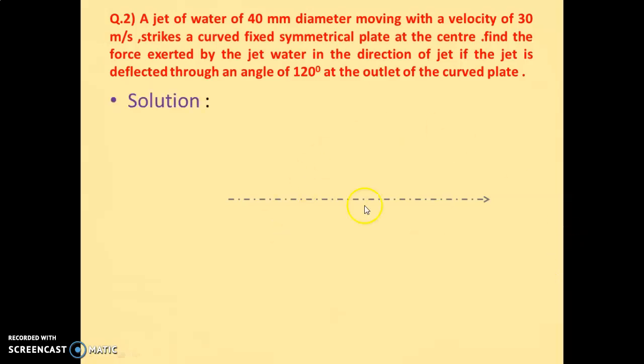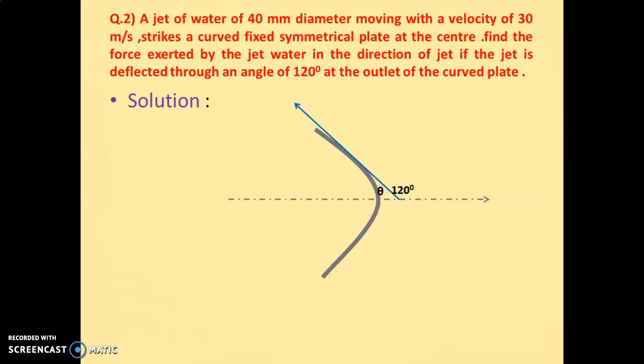Now a jet of water has a diameter of 40 millimeter and is traveling with a velocity of 30 meter per second, and it strikes a curved fixed symmetrical plate at the center. So it is an example of impact of jet on stationary curved plate when the jet strikes at the center of the plate. Now find the force exerted by the jet water in the direction of jet if the jet is deflected through an angle of 120 degree.